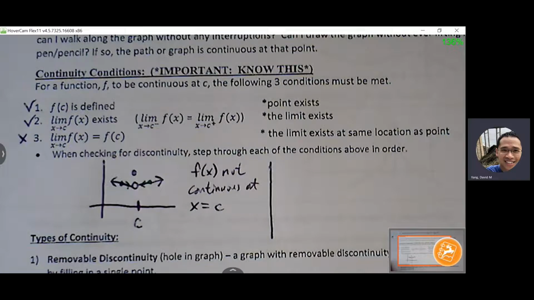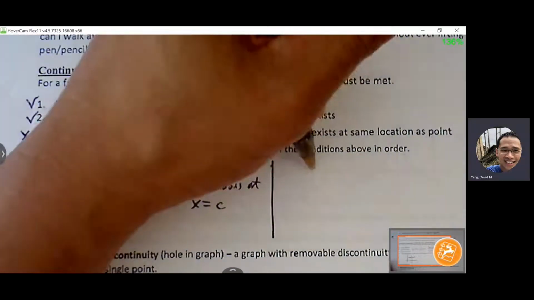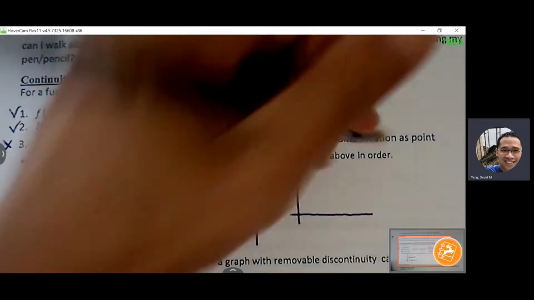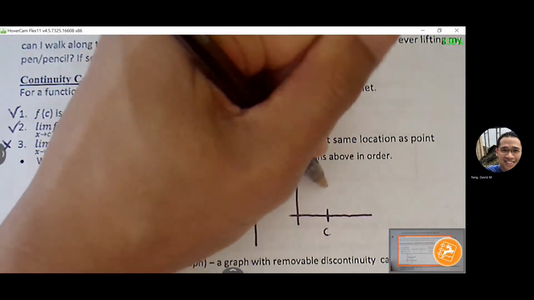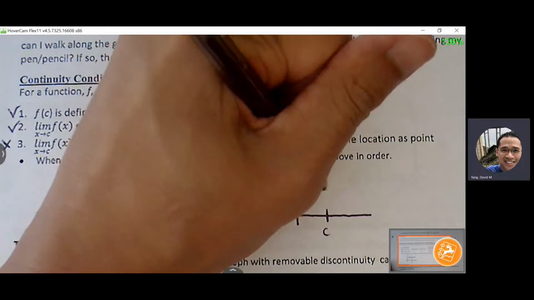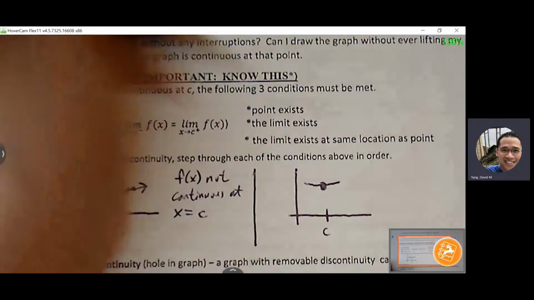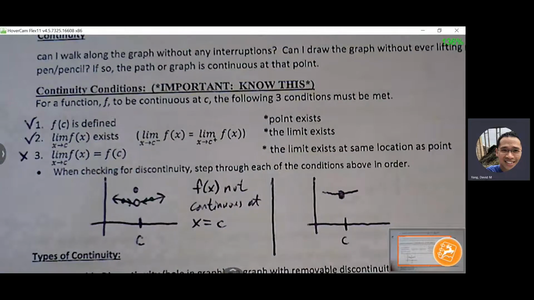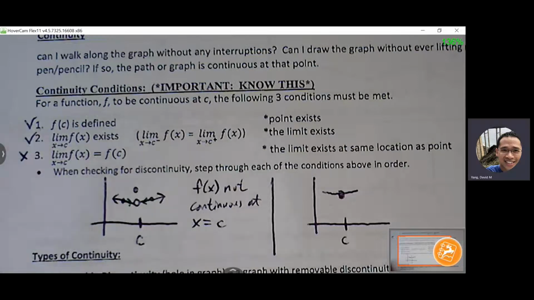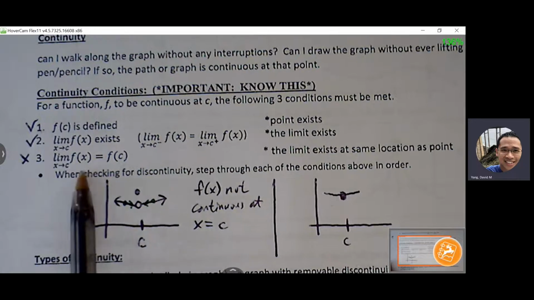Okay, so going back to what Morgan was referring to, what if I plotted a point and then I created a limit and then I had that limit be the same location as the ordered pair, then this graph would pass the first condition, pass the second condition because the graph is obviously headed towards the same y value. And would it pass the third condition as well?